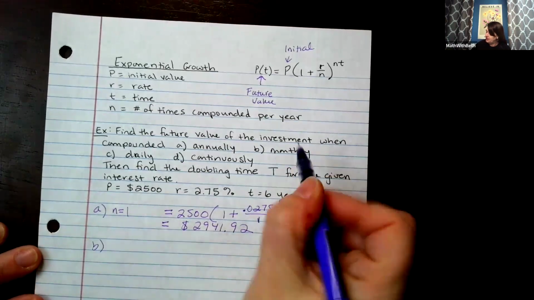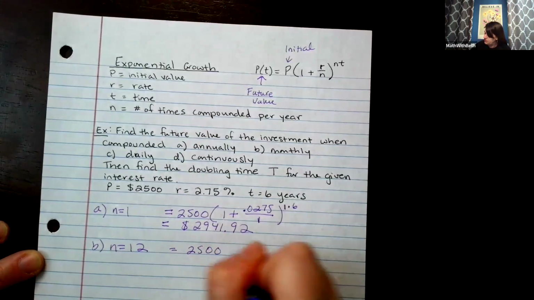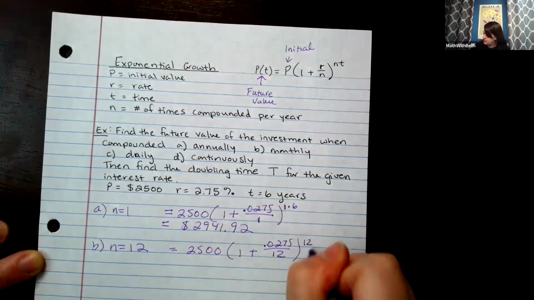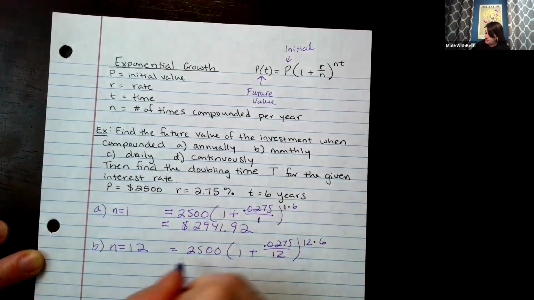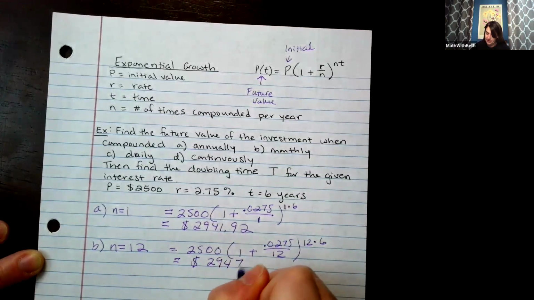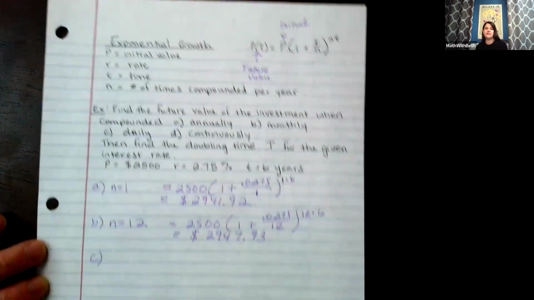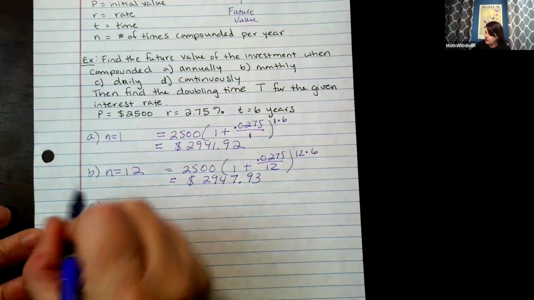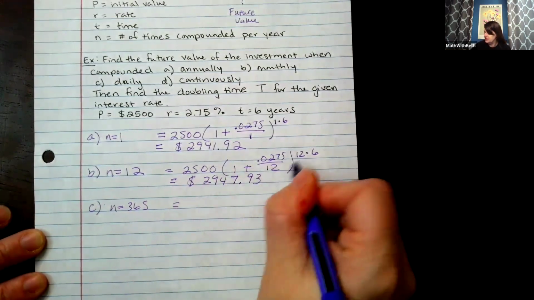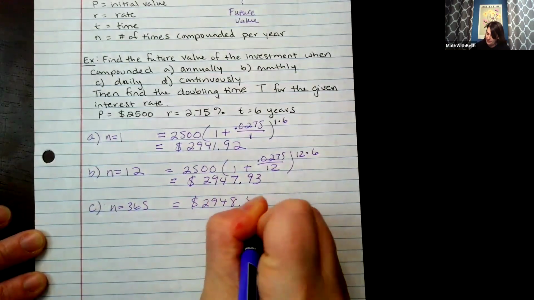So the only difference for B is they want us to do monthly. So instead, my N is going to be 12. So don't forget to put the 12 here and here. And this time we get a little bit bigger answer, which makes sense because it's compounding every month instead of just once a year. For C, we want to do daily. So daily means 365. So I think you could put 365 in for N. I'll just give you the answer so you could try it and check if you want.